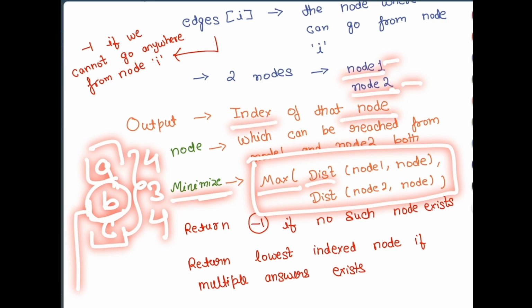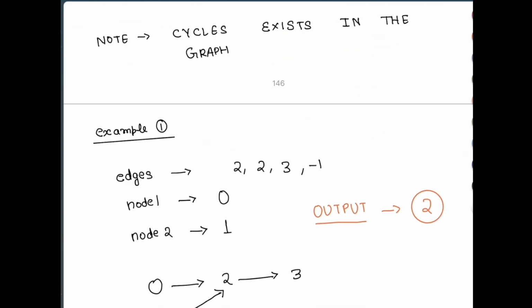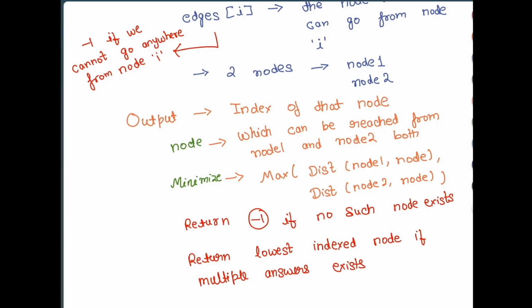So you basically need to return that node which is reachable from node 1 and node 2 both, such that you minimize the maximum of the distance from node 1 to the node and the distance of node 2 to the node. Now, if you are still confused about something, don't worry, we will understand everything in depth when we go through examples. So for now, don't worry about anything.